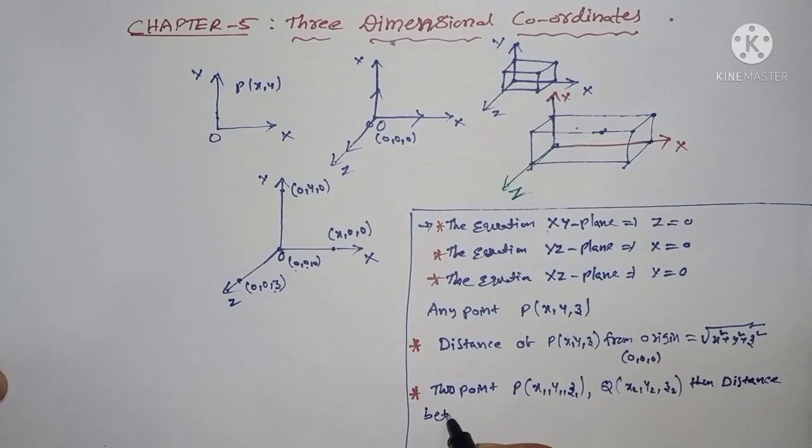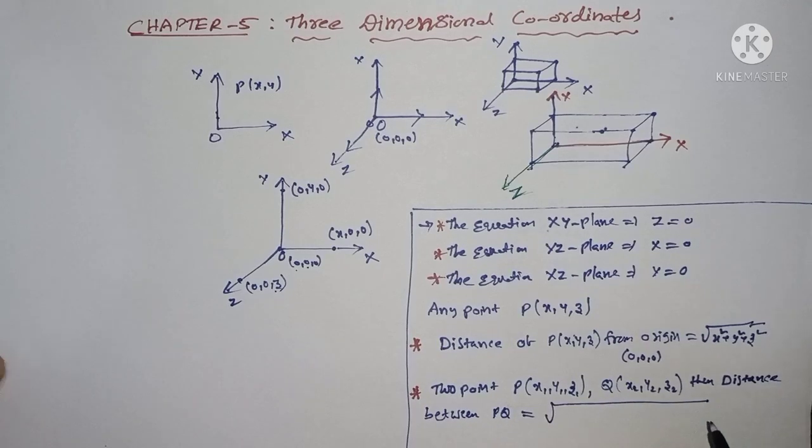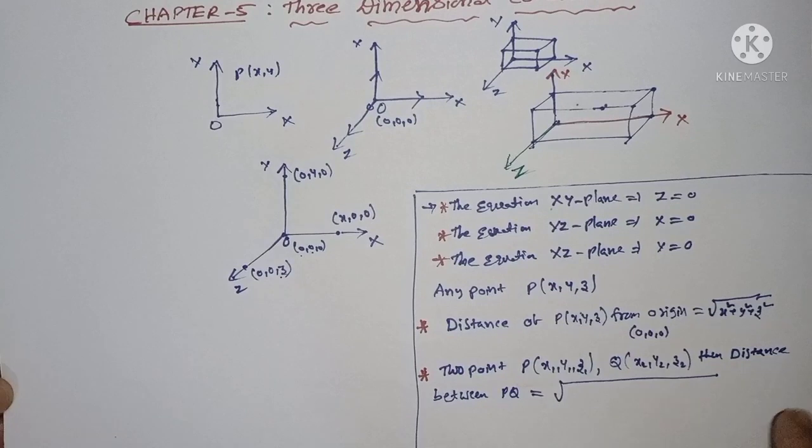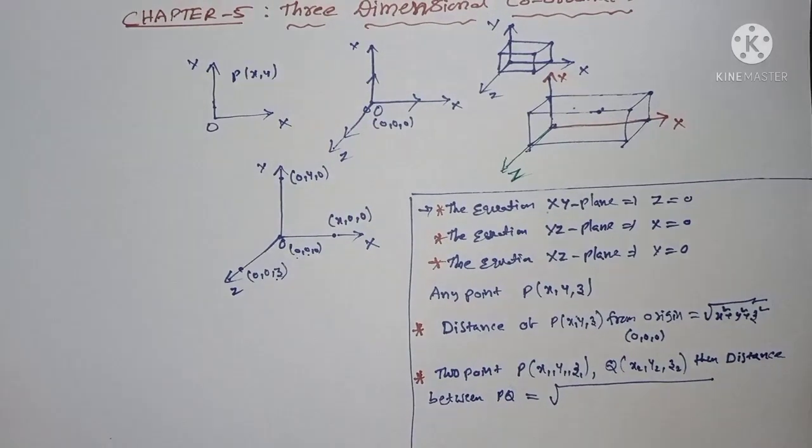Distance between P and Q. How can that be found here? Under the root of the same formula, but the third coordinate is added here. What remains in the first and second coordinates in two dimensions? That is x2 minus x1 whole square.